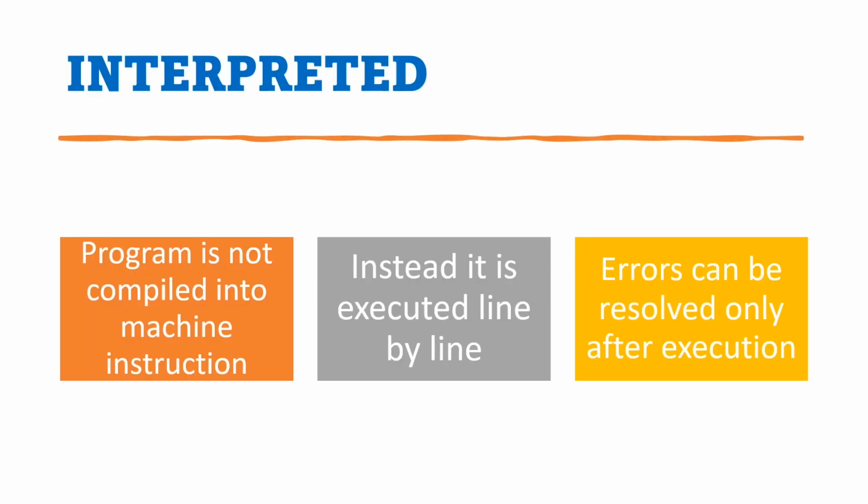Python is an interpreted language. An interpreted language is nothing but one that executes the instructions directly. It doesn't need a compiler as in C and C++ to compile a program into machine language instructions. Instead, it is executed line by line. Errors can be resolved only after execution.